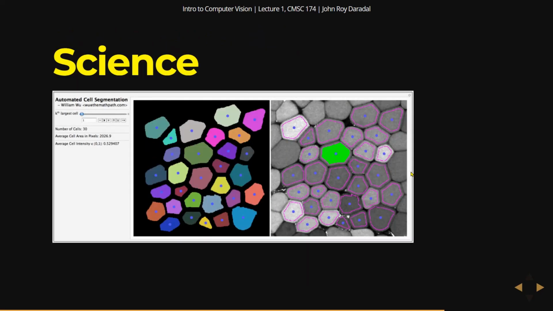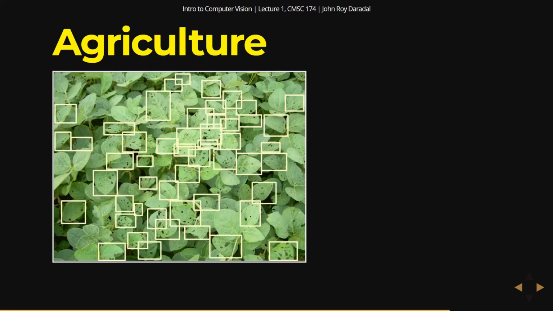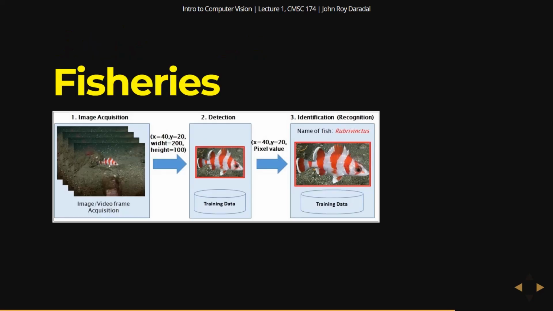Okay, and next you have the things in science. For example, you have a picture of a cell, probably from a microscope, and then you can do automated cell segmentation, so you can separate them into different parts. You can also do that with image processing. And then agriculture, so maybe you have a camera that keeps track of your plants, and whether they are already ravaged by bugs or caterpillars and whatnot, right? And of course, you can also do this for fisheries.